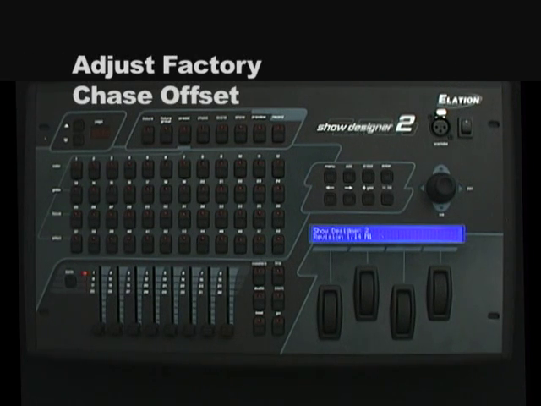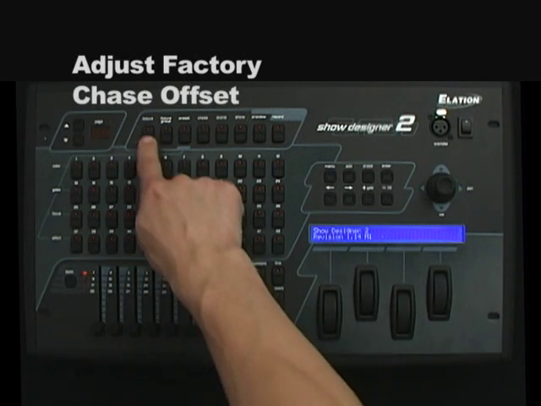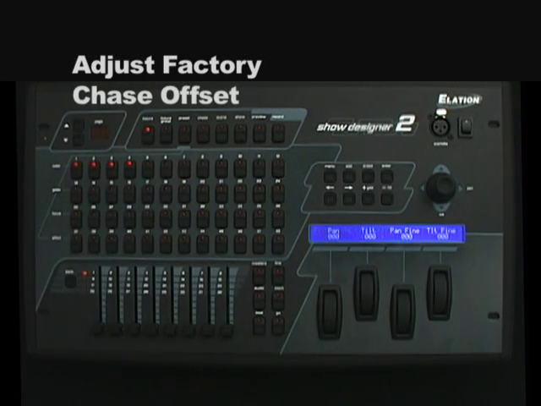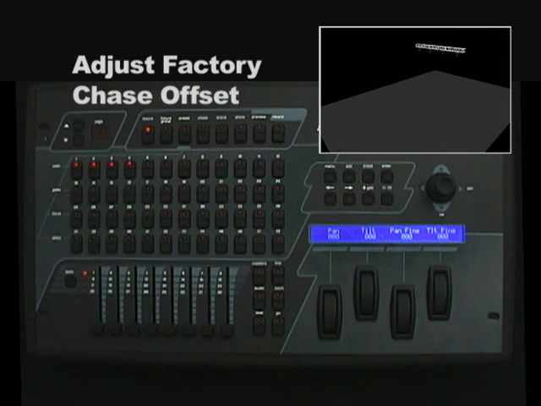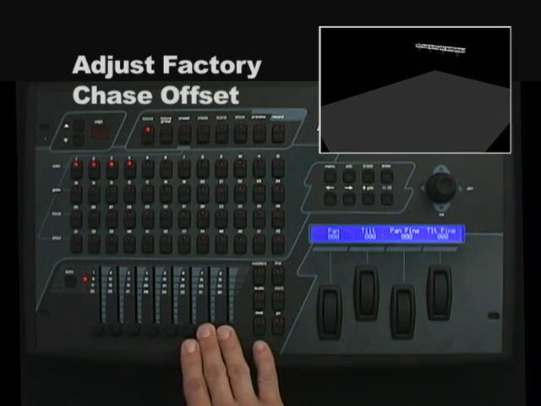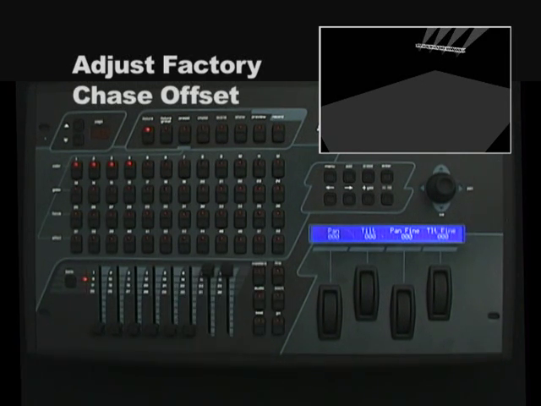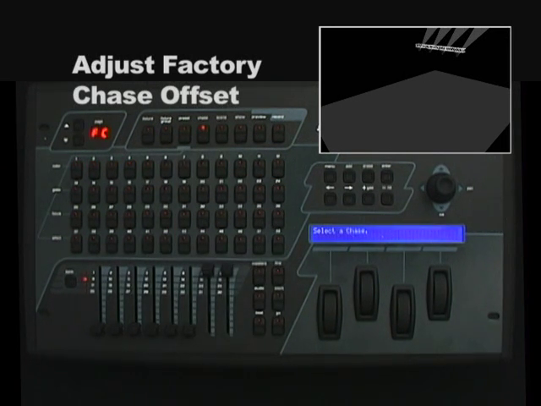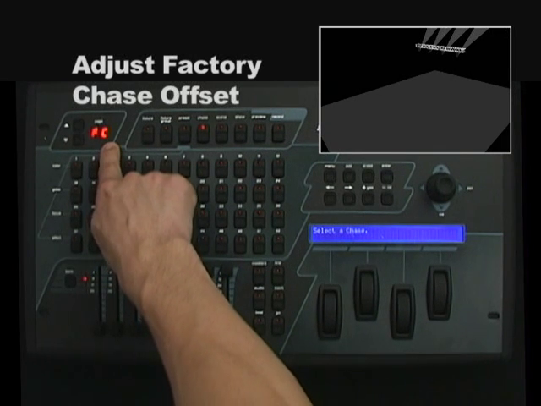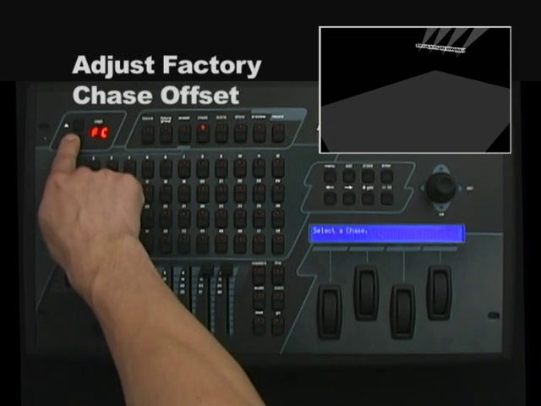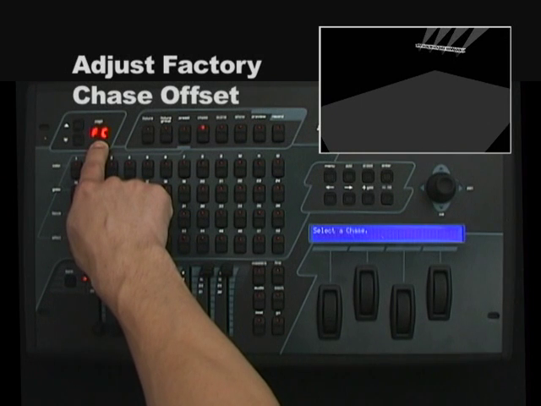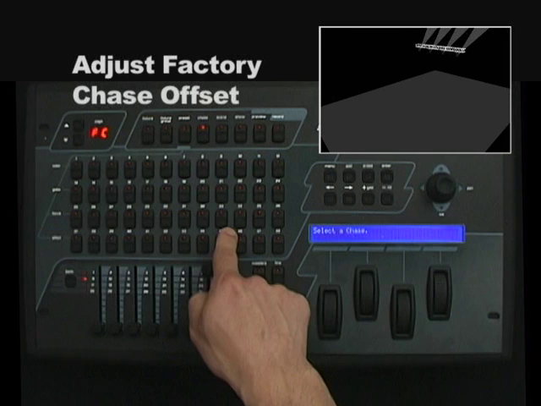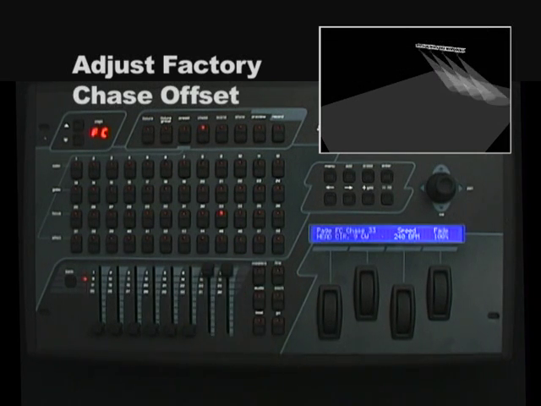To adjust a factory chase offset, press the Fixture button, then select the fixtures that you wish to include into your factory chase. Open the shutter and dimmer for your fixtures so that you can view the beam. Next, press the Chase button. If you're not already on the factory chase page, use the up-down arrow buttons to get to page FC. We can then use any of the 48 number buttons to select a factory chase.